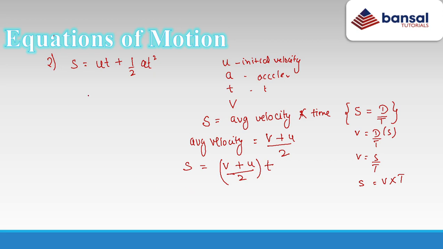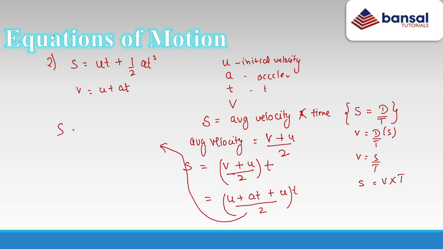Now from the first equation of motion, what we have, v is equal to u plus at. Okay, now what term do we want over here, u. So we will convert v in this equation in the form of u. So it becomes, keeping this equation, u plus at plus u upon 2, the whole multiplied by t. So s is equal to 2u plus at upon 2 into t.